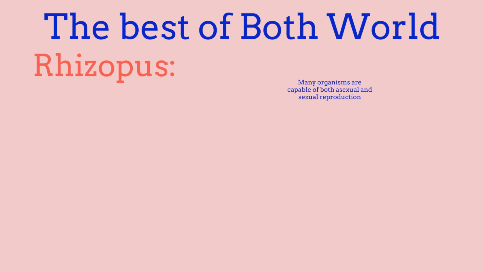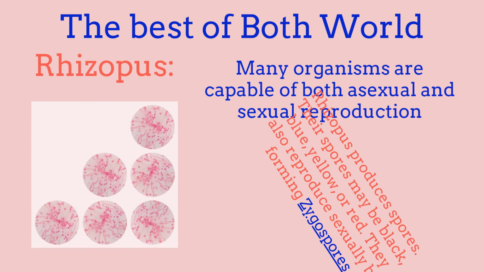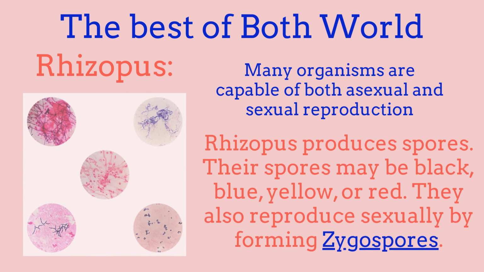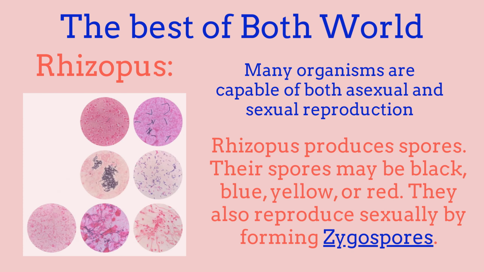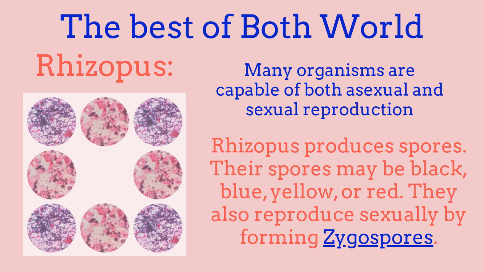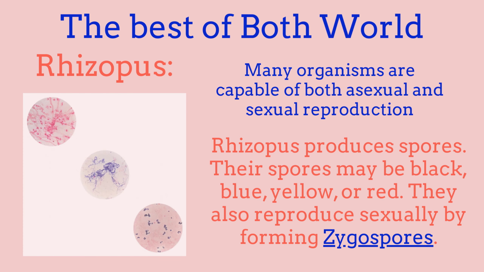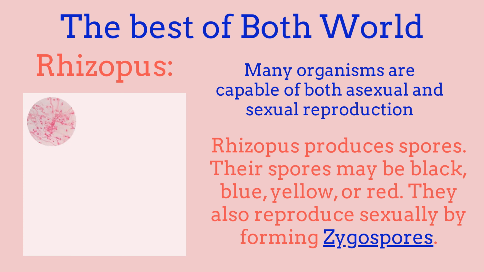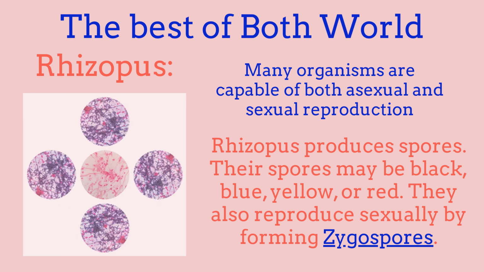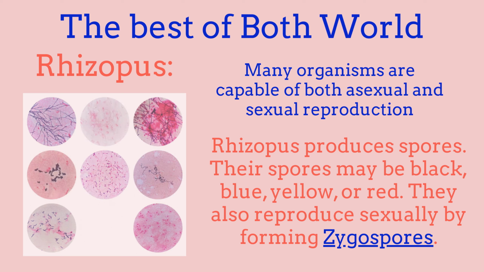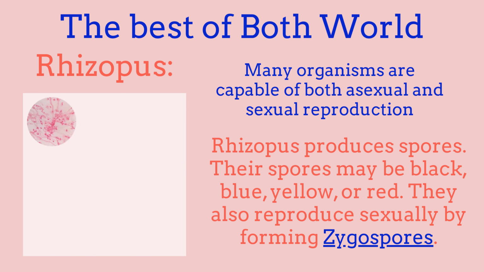So now let's go over the best of both worlds. Many organisms are capable of both asexual and sexual reproduction. Rhizopods produce spores. Their spores may be black, blue, yellow, or red. And rhizopods can also reproduce sexually by forming zygospores. Unlike asexual spores, zygospores contain genetic material from two sources. A zygospore is basically a reproduction stage in the life cycle of many fungi, protists and plants. Zygospores are created by the nuclear fusion of cells. So that's basically it for sexual and asexual reproduction.